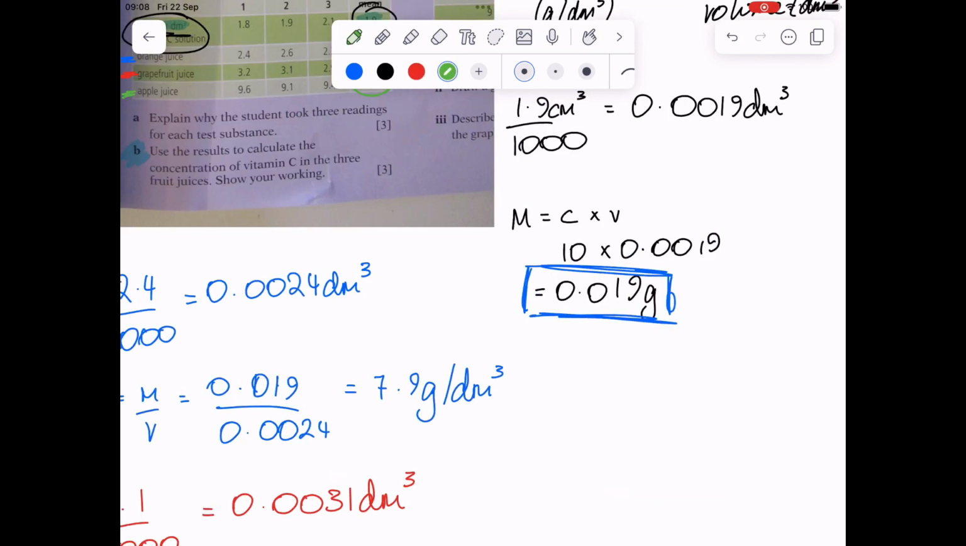And finally, the apple juice. That must be the least concentrated because they had to use so much of it to decolorize the DCPIP. And we do that in the same method, again converting the volume into dm cubed and then calculating the concentration in grams per dm cubed.